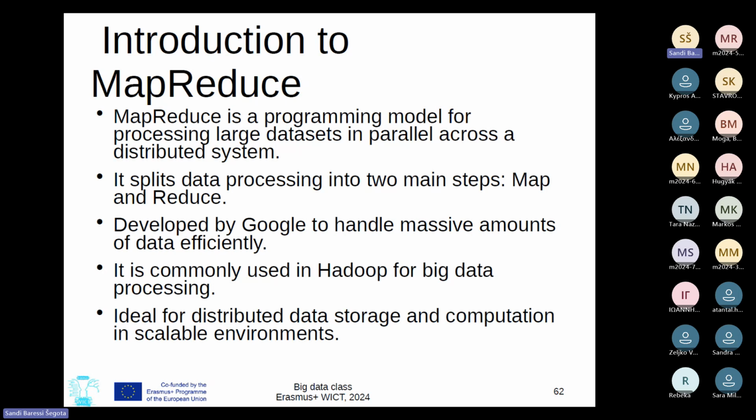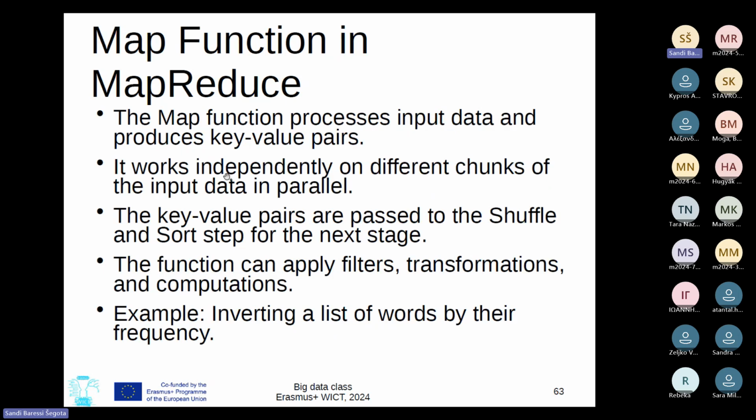So what does MapReduce do? It consists of two parts. It's very simple: it does a mapping part and a reduction part. It's very good and very scalable. Let's talk about it more. You have a map function. What does the map function do? The map function processes input data and splits it into key value pairs.